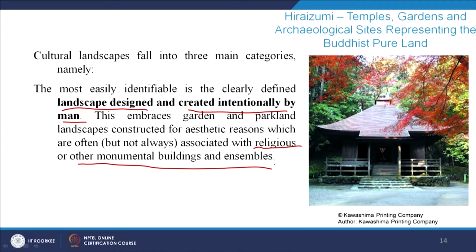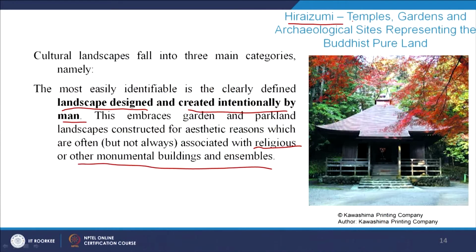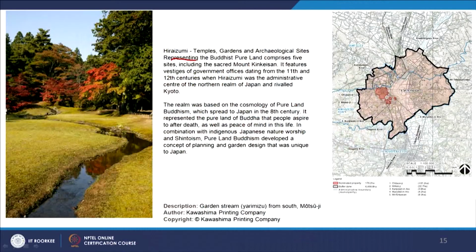In fact, one of the examples which I would like to bring to your notice is the Hiraizumi temples, gardens, and archaeological sites, which represent the Buddhist Pure Land in Japan. These temples and gardens comprise 5 sites, including the sacred Mount Kinkeizan, and feature the government offices dating from the 11th to 12th centuries, when Hiraizumi was the administrative center.